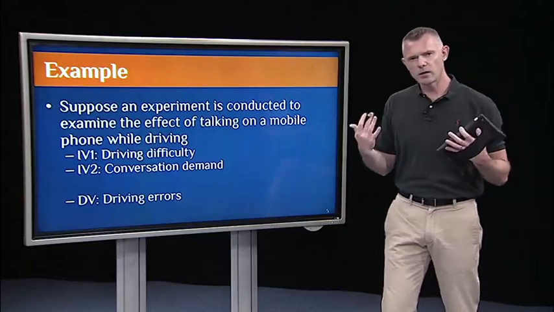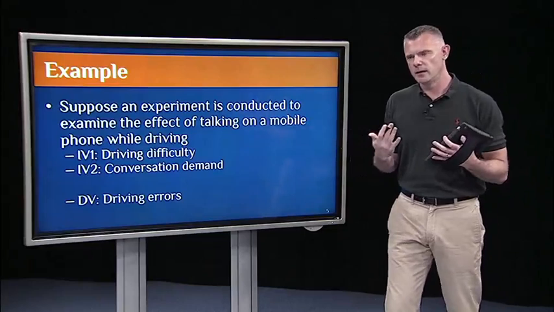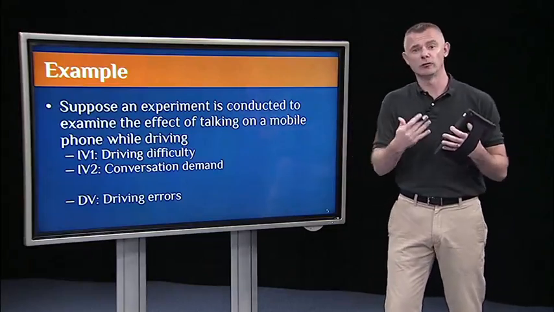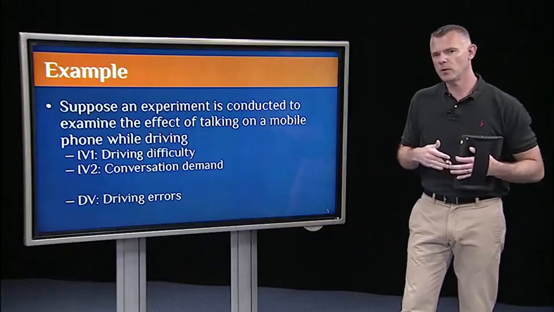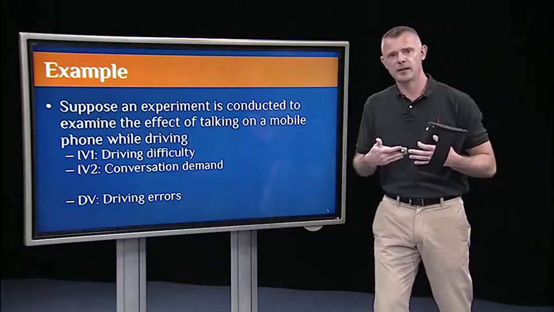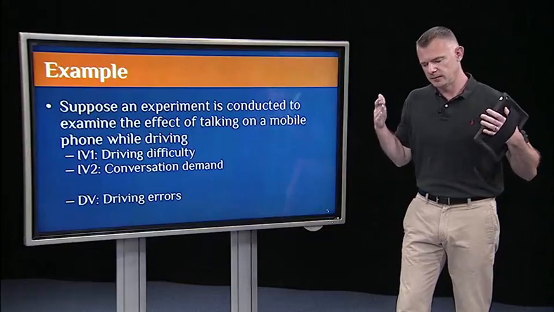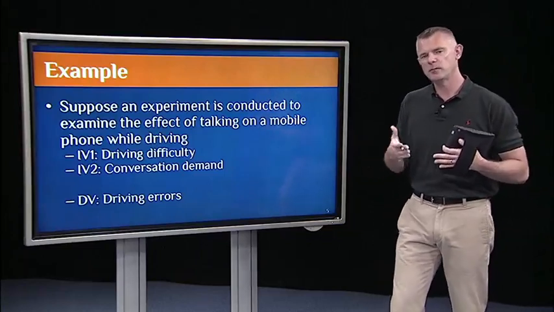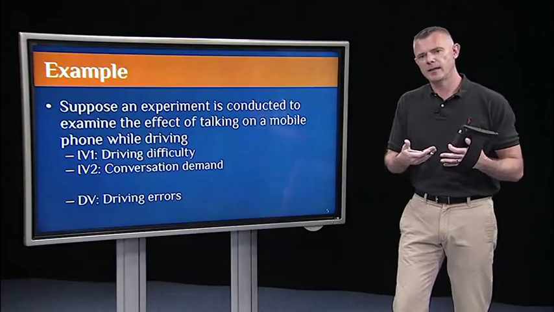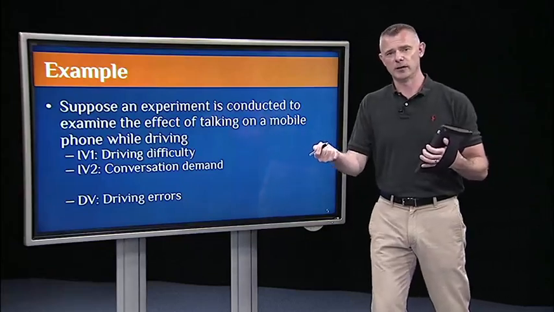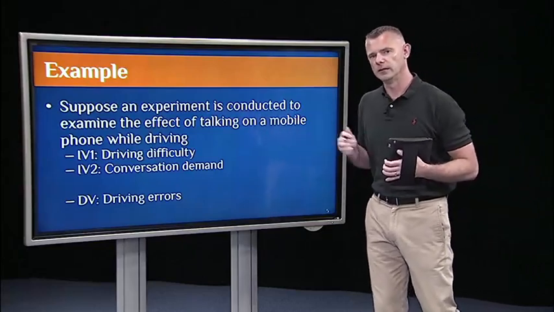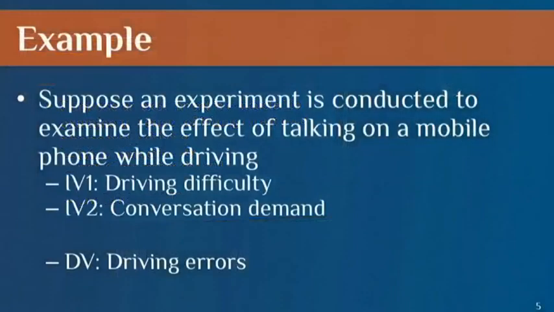So, of course, we're all concerned with the hazards of talking on a cell phone or mobile phone while driving. So people set out to examine this in a systematic way via randomized controlled experiments by putting people in a driving simulator and then randomly assigning them to different conditions. So one independent variable in this example is just driving difficulty.